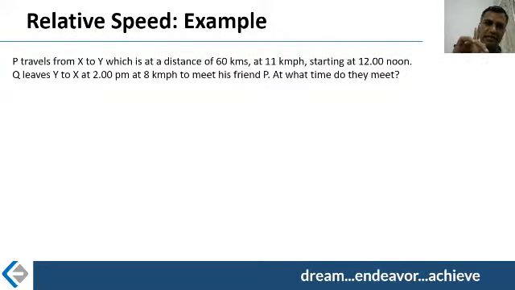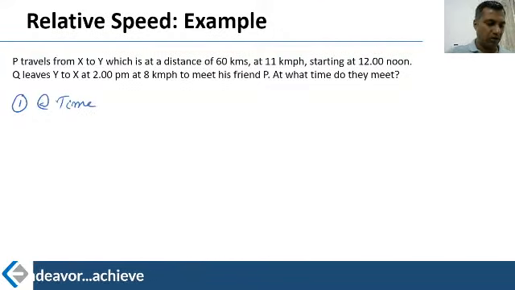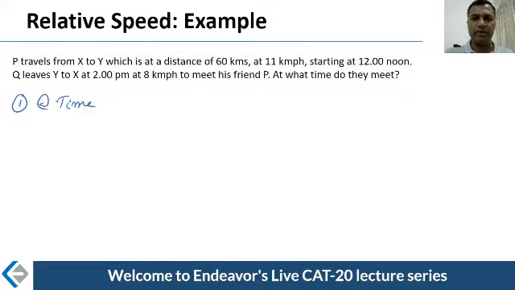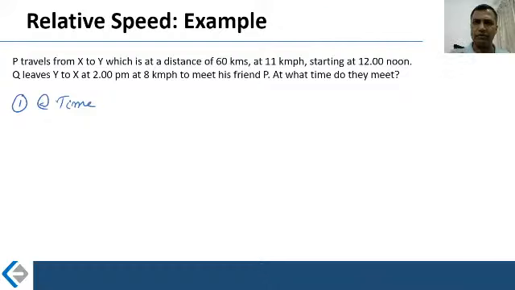Now three things, friends. Remember that, three things are important. Point number 1, a very important thing: at what time does relative speed come into the picture? See, relative speed means more than one object should be moving. Otherwise, there is no question of relativity. If only one vehicle is moving and the other one is stationary, there is no question of relative speed.